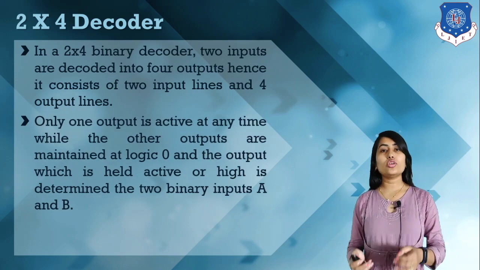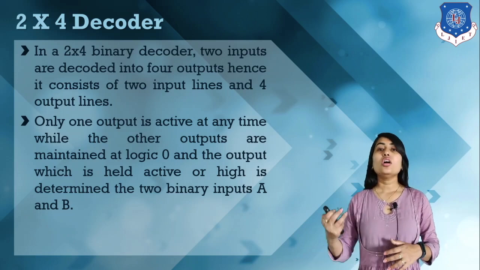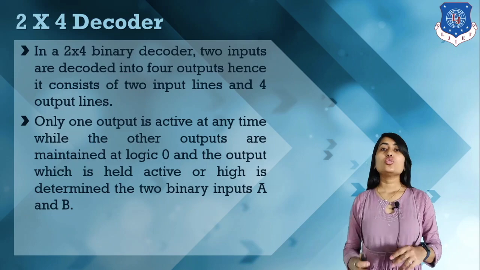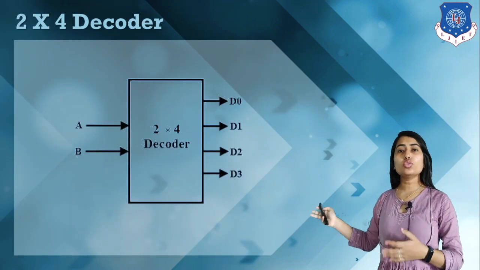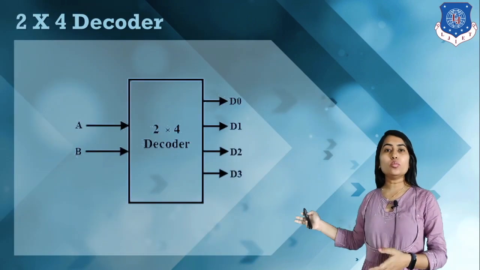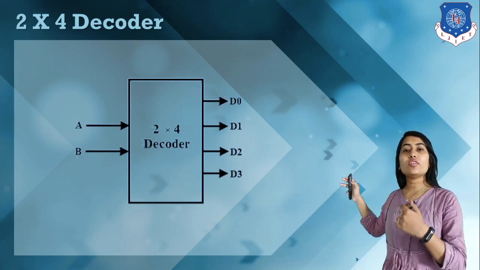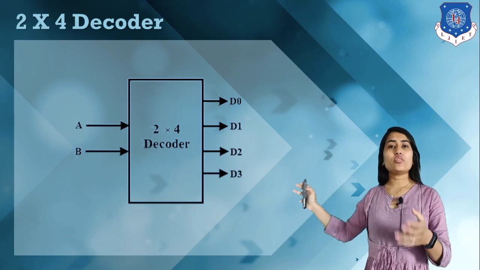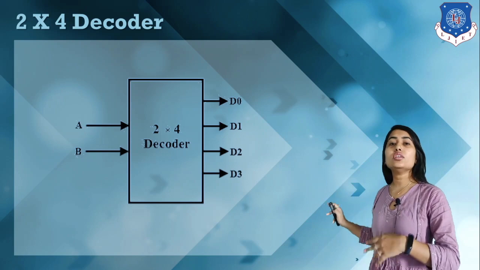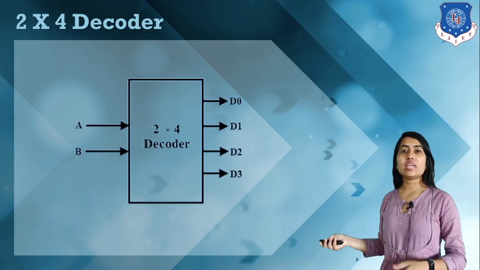In the 2x4 decoder we have 2 inputs A and B, and 4 outputs Y0, Y1, Y2, Y3. Whatever the values of A and B, we have the output accordingly. Here we have the basic block diagram of the 2x4 decoder, with 2 inputs A and B and 4 outputs Y0, Y1, Y2, Y3. According to the values of A and B, any one of the output lines is active high, and then according to that we have a logical expression.